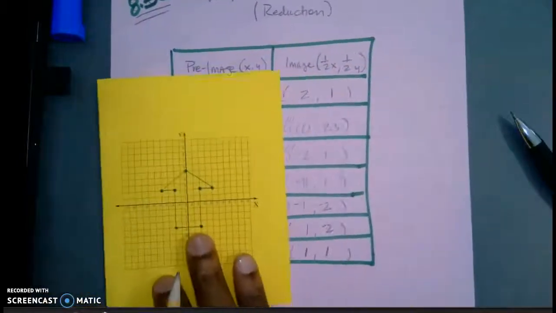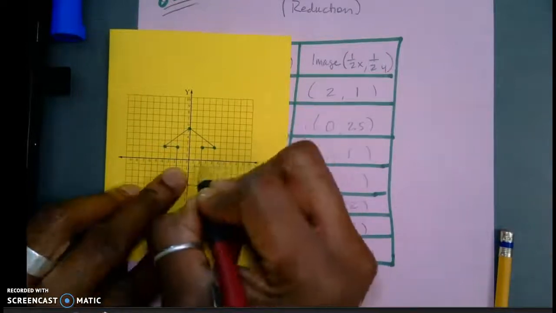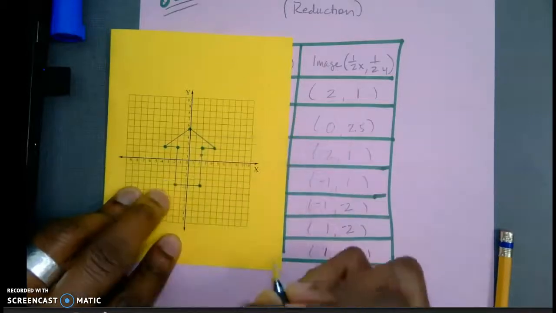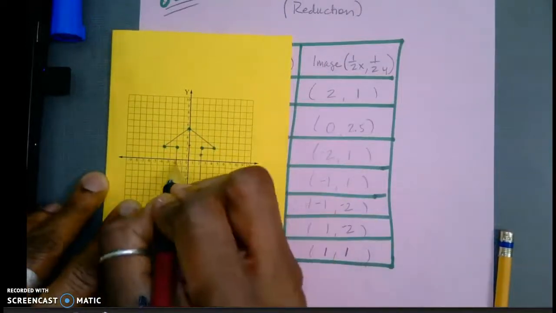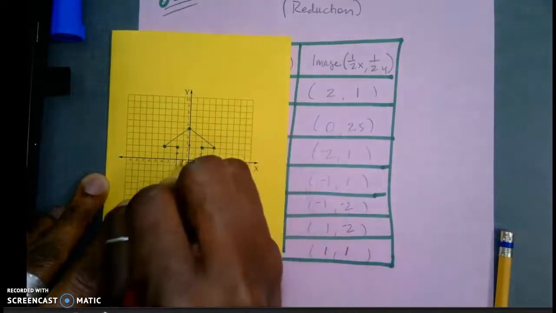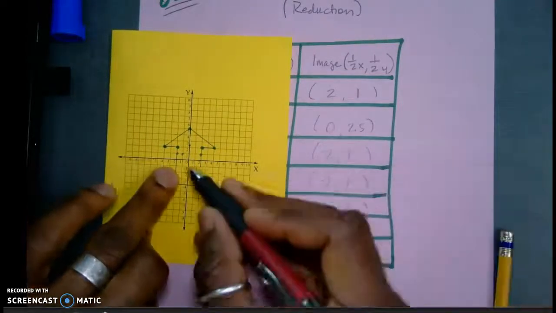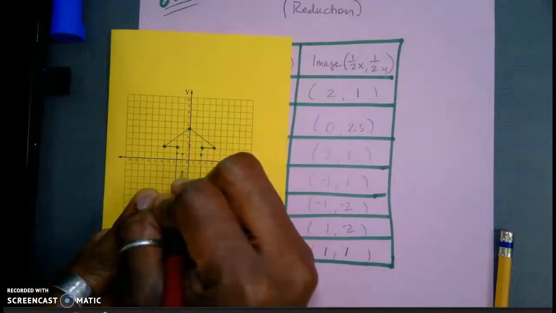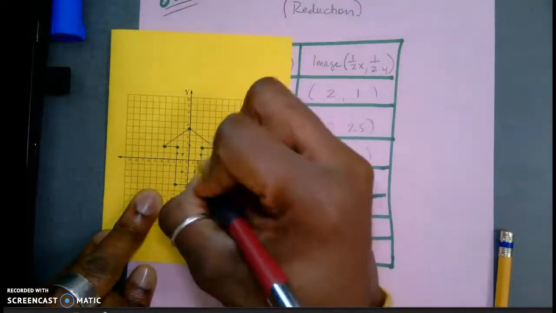Now, all that I'm going to do in order to picture my dilation, again, in this case, a reduction, is go around and start plotting my points. So I have (2, 1). I have (0, 2.5), which is going to fall about right there. I have (-2, 1). I then have (-1, 1), (-1, -2), there. We have (1, -2), and then we have (1, 1).